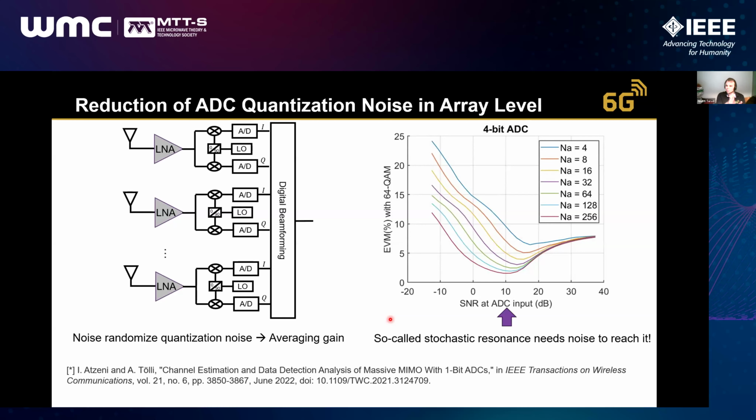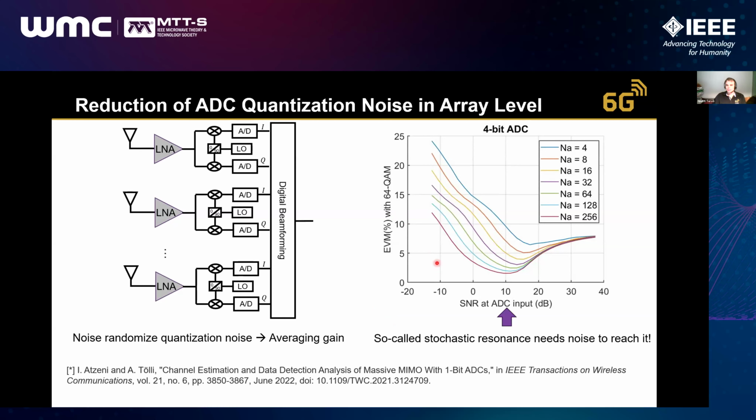If you have multiple parallel converters, and you add noise to the signal before the conversion, you can use the noise to randomize the quantization noise, and then you get benefits when you combine, so that the quantization noise is more uncorrelated and you can get averaging gain. And that's actually dithering. Dithering is the word that they use quite a lot.